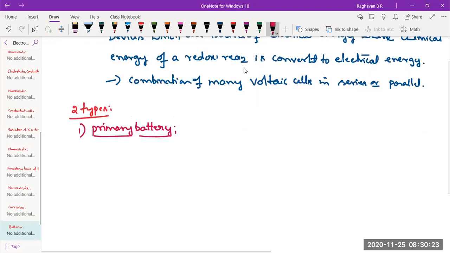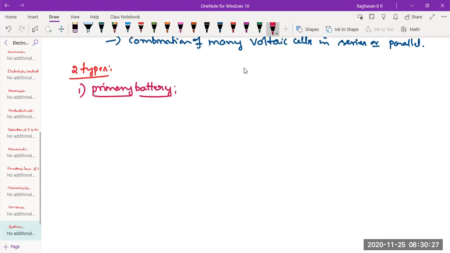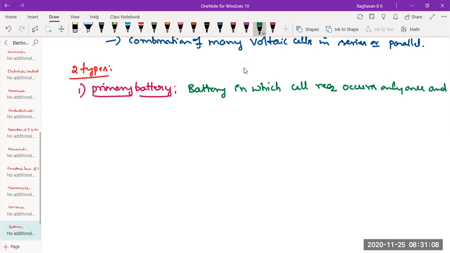First, the primary battery. These are non-rechargeable. As per the definition, the redox reaction which is responsible for the generation of electric current or voltage is irreversible. It can happen only once. So this is a battery in which the cell reaction occurs only once, and that too is irreversible. Since it occurs only once, it is irreversible, and since it is irreversible, it occurs only once.